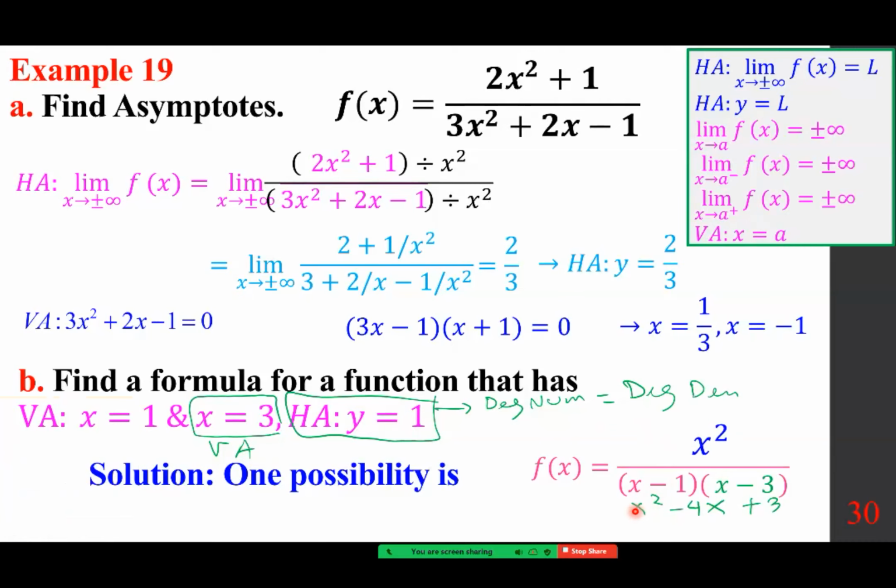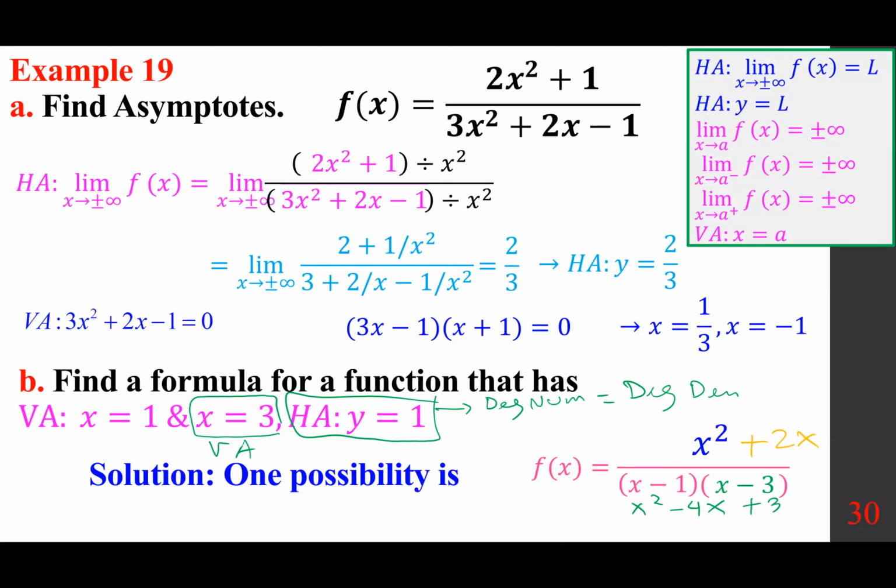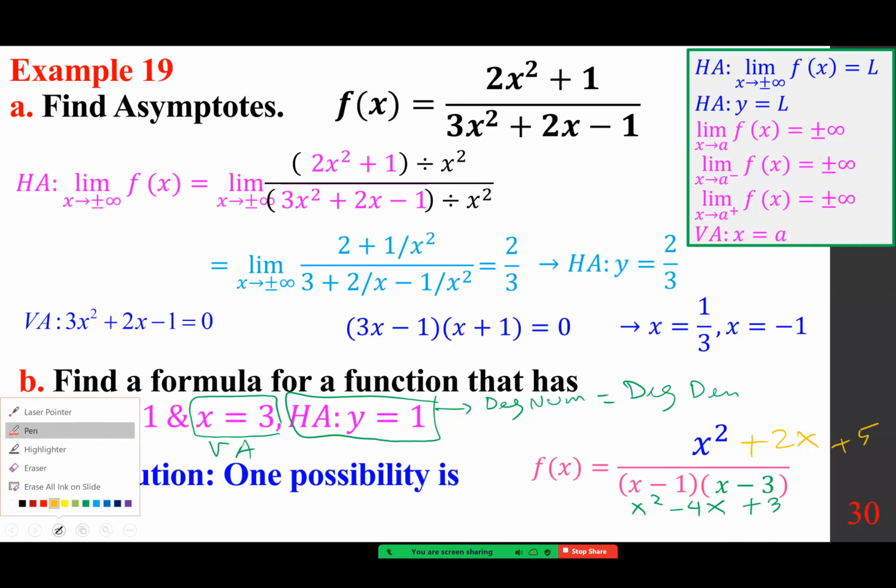However, why am I saying this is one possibility? If I have something else here, let's say plus 2x, I'm just making it up. If I have plus 2x, nothing changes. I still have the same VAs, vertical asymptotes, the same horizontal asymptote, okay? Just as an example. Or I add another, I don't know, constant, let's say 5. Things don't change. And that's why you want to be aware of that, okay? So there are, in essence, infinitely many solutions.